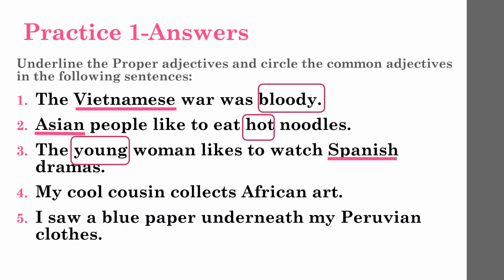Next, for number 4, we have African, so it's based on the word Africa, and cool is your common adjective. Finally, we have Peruvian. Peruvian is an adjective, and the basis for this word is Peru. Peru is a country in South America. And finally, blue is a color, and this is a common adjective. So you can see the correct answers from 1 to 5 right now.